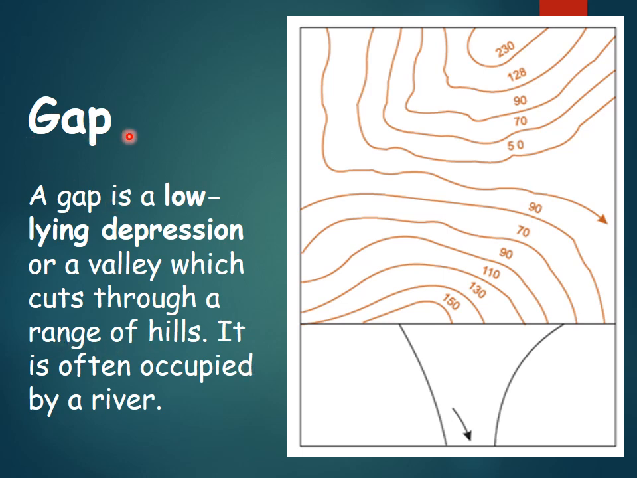Gap, that is a low-lying depression or a valley which cuts through a range of hills. It is often occupied by a river. That portion where it is cut is always occupied by the stream or the river. So it was about the gap on the topo sheet.